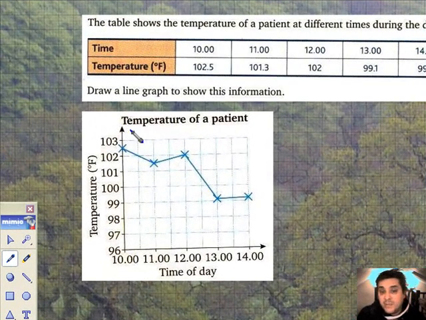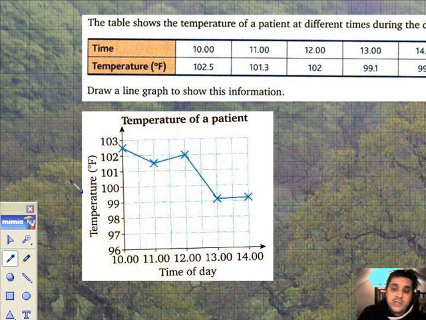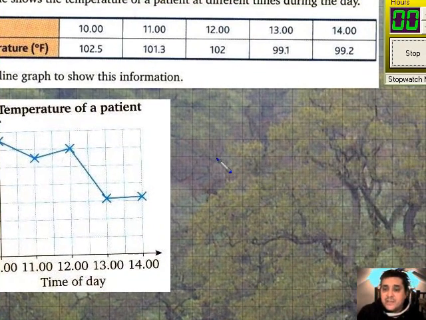So this is what the patient's been doing, and that's all you have to do. Just plot the points as regular coordinates, join them from cross to cross to get this jagged effect, and that's it really.